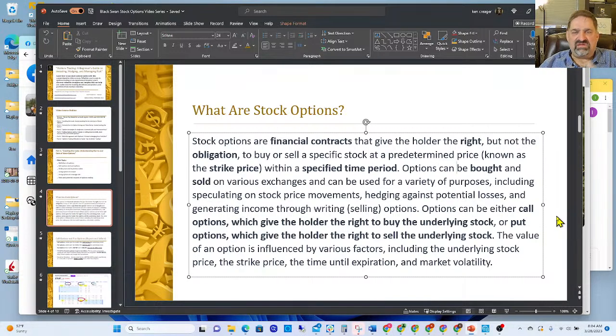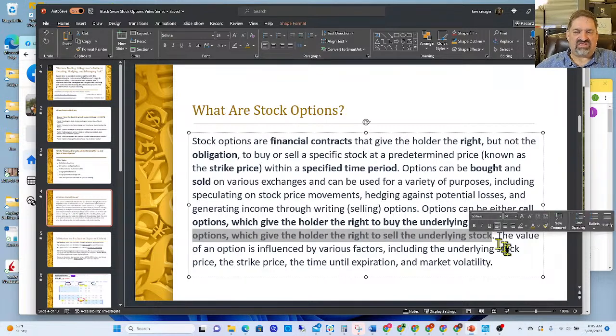So options can be bought and sold. This is really a huge point. There's a buyer and a seller of these puts and calls. If you're a buyer, usually that's more of a speculative kind of thing. If you're a seller, your purpose in selling the option to the buyer is a lot different. So you can buy or you can sell. There are call options, which we talked about, which is the right to buy the underlying stock, and a put option is the right to sell the underlying stock.